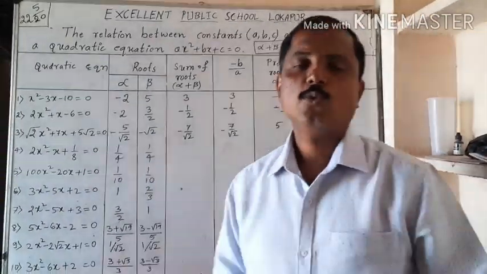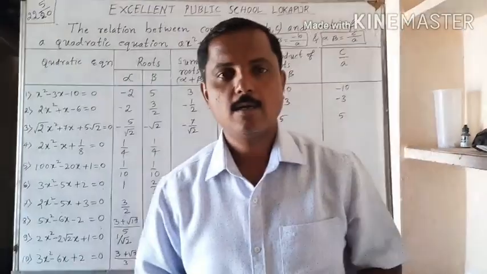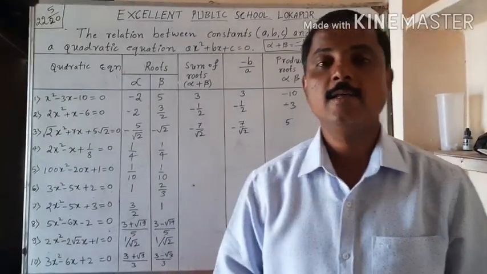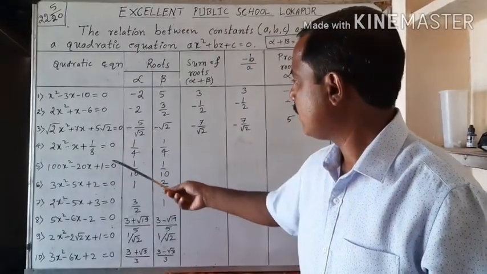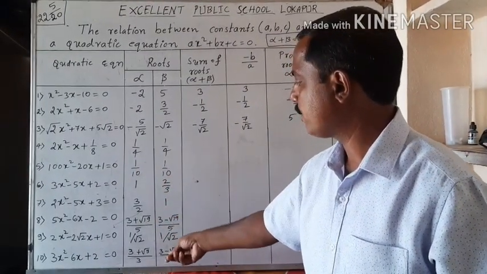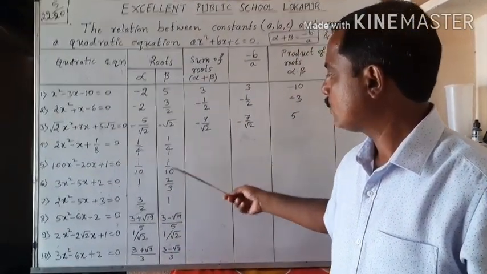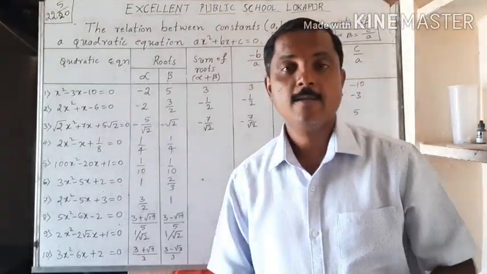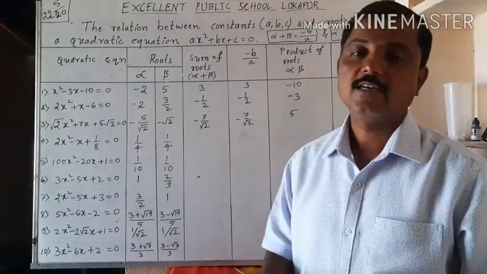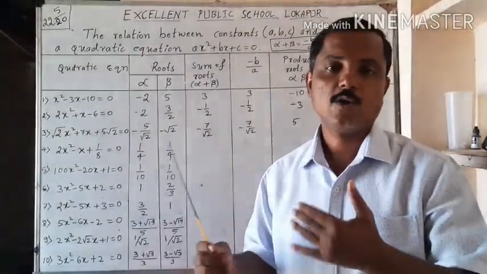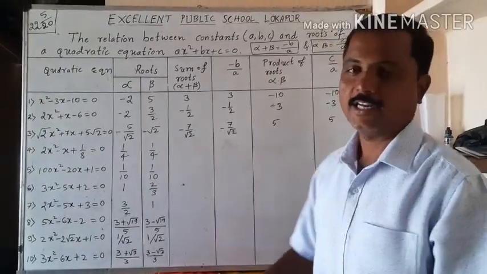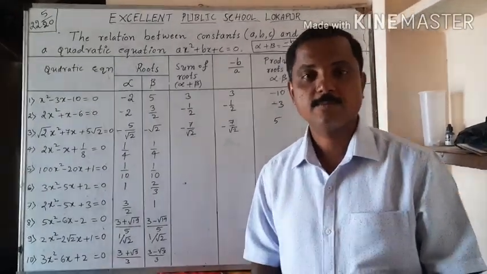So children, you understood the concept we discussed today. See, some of the examples I have written on the board and I have written their actual roots. Okay. But you have to verify the relationship between the roots and its constants and fill up the blanks here. Hope you will do this.